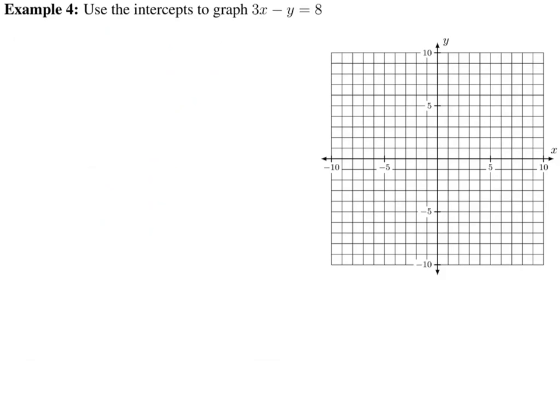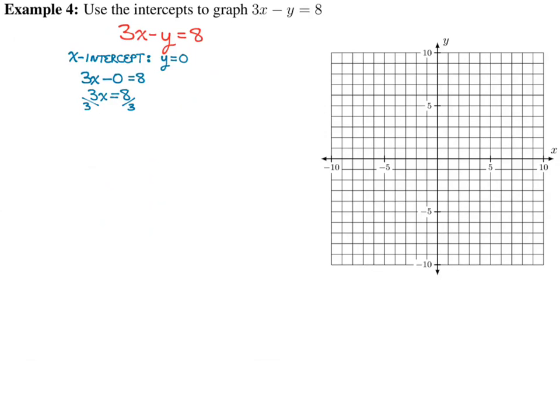Finally, this one has a couple little tricks in it. 3x minus y equals 8. First off, x-intercept. We're talking about when y equals 0. So throw in 0 for y. 3x minus 0 equals 8. Don't keep writing minus 0. That's silly. So 3x equals 8. Divide by 3. Divide by 3.